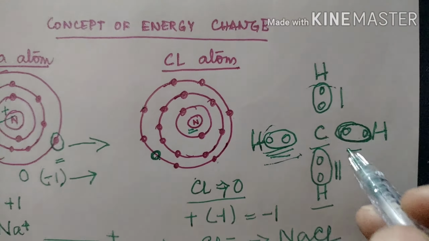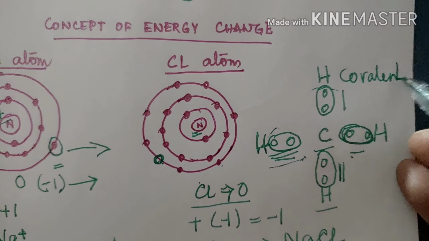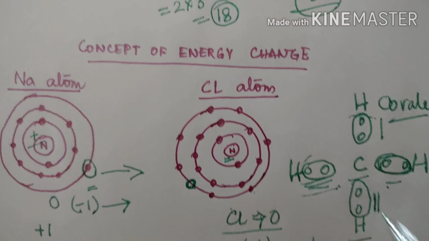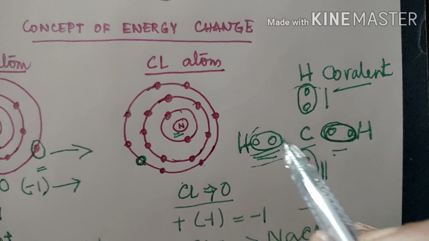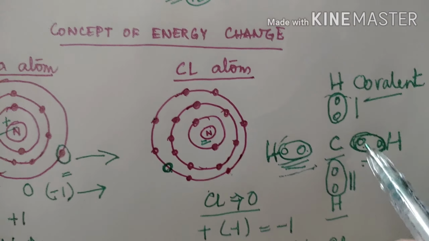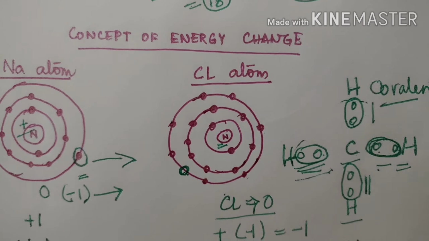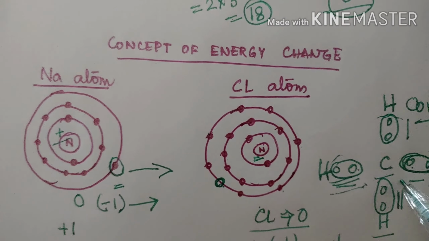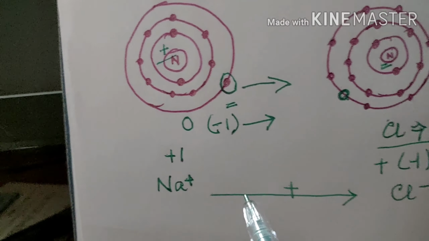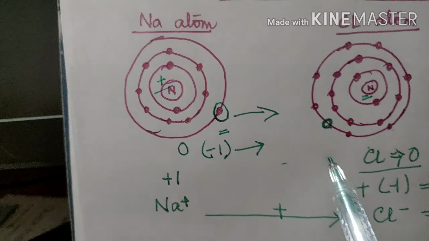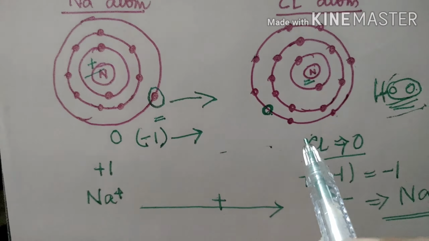This type of sharing of electrons is called covalent bonding. This is possible when an atom has 4 electrons in its outermost shell, or even only one electron like hydrogen. This is an exception. In this way covalent bonding is formed, and the transfer of electrons is known as electrovalent bonding. In this way compounds are formed by transfer or sharing of electrons.